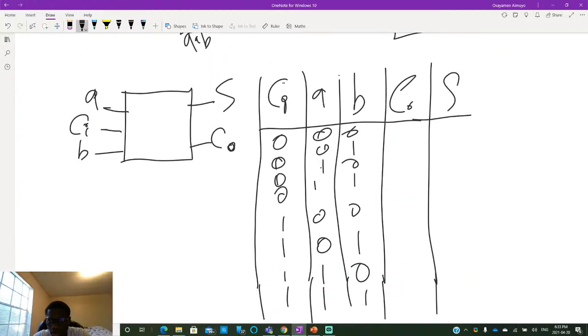So for carry out, no carry, no carry. For the first three, we shouldn't have any carry until the fourth. So this should be 0, it should be 1, 1, just like the previous truth table, and this is 0.